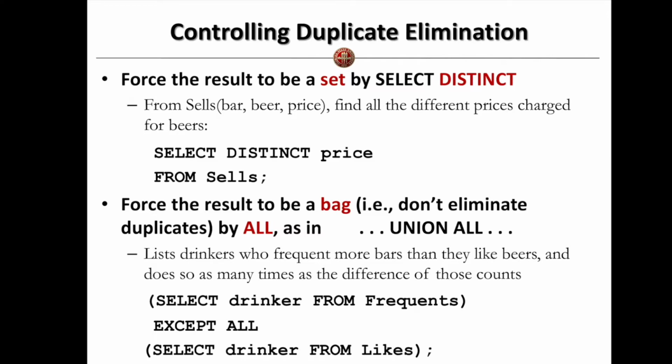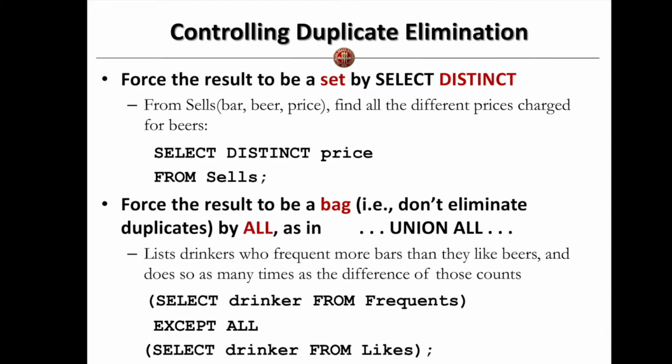And in some other cases, we can force the result to be a bag. In other words, we don't eliminate these duplicates. We can do so by using the ALL keyword with operators, for example UNION, EXCEPT, or INTERSECT. We also have a question as shown at the bottom. Please list all the drinkers who frequent more bars than they like beers, and note that you do so as many times as the difference of its count. In other words, we do not eliminate these duplications, as required by the question.